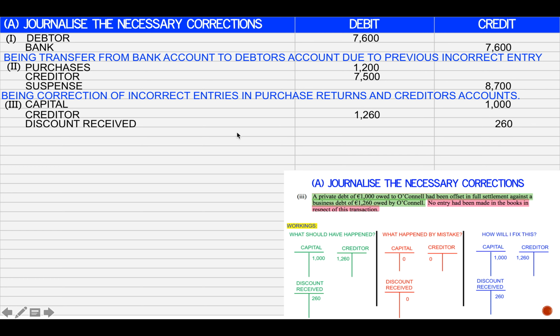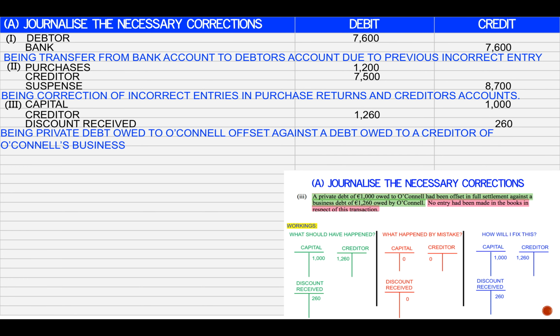So what does this mean? So being private debt owed to O'Connell offset against a debt owed to a creditor of O'Connell's business, okay? Or something to that effect, as long as you are mentioning details from the error there, from number 3.